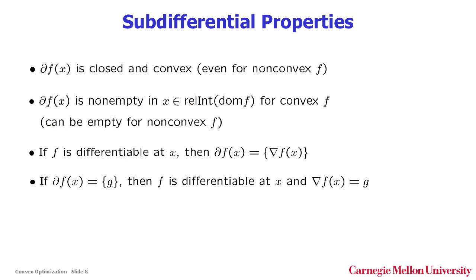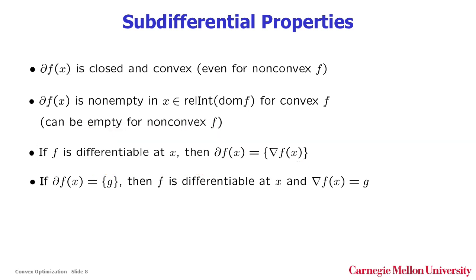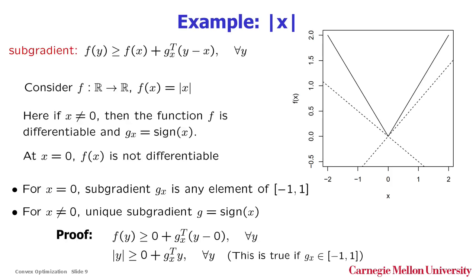The next two properties are about the uniqueness of the subdifferential. If function f is differentiable at x, then the subdifferential set contains only one element, and that is the gradient. And finally, if the subdifferential set has only one element g, then the function f is differentiable at x, and the gradient of f at x is this vector g. Let's see some concrete examples.